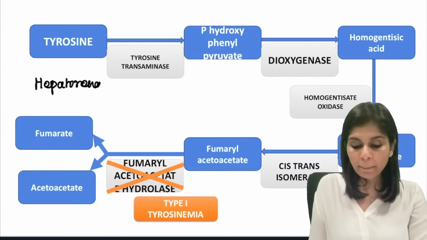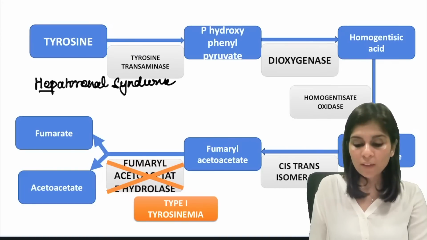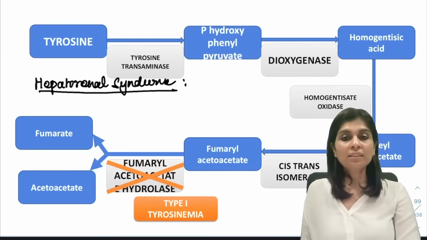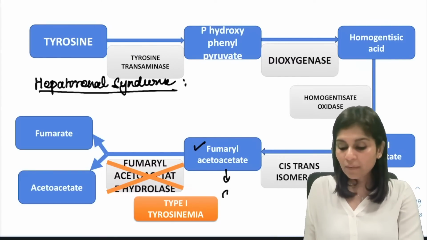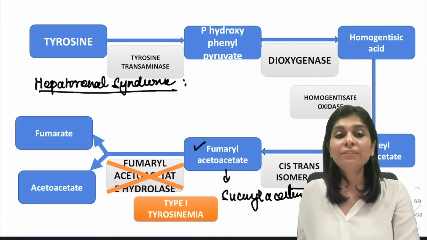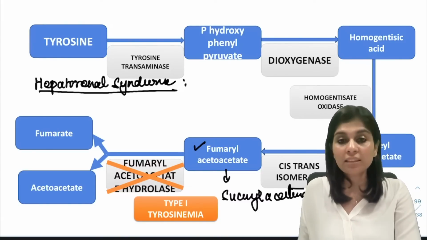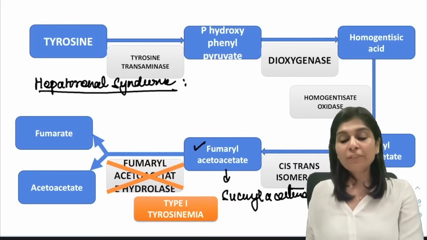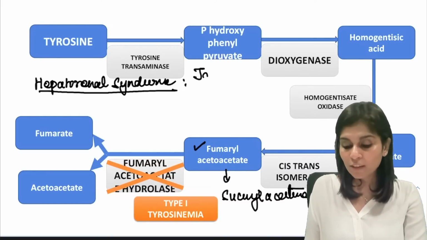You call it hepatorenal syndrome. The reason is the precursor. What precursor accumulates in this condition? It is fumaryl acetoacetate, which gets converted to succinyl acetone. This succinyl acetone is toxic to liver and renal parenchymal cells. When it damages liver parenchymal cells, it causes jaundice.